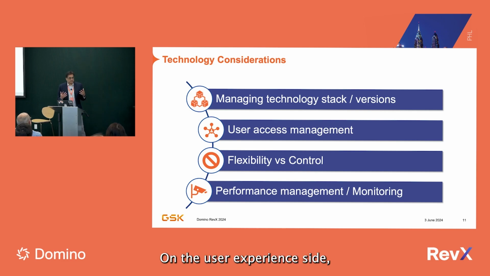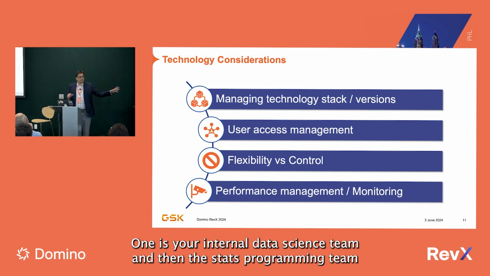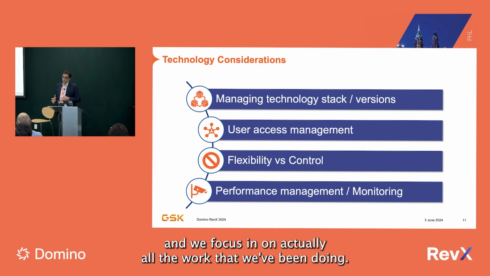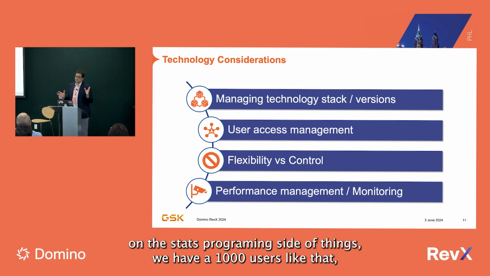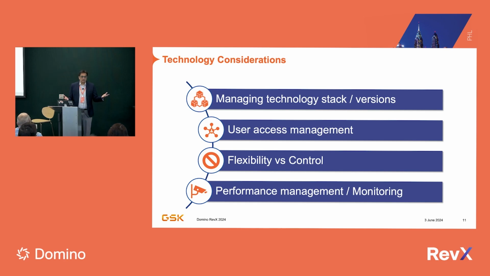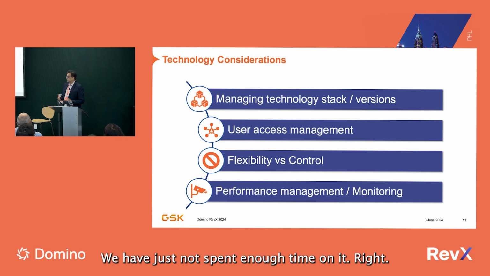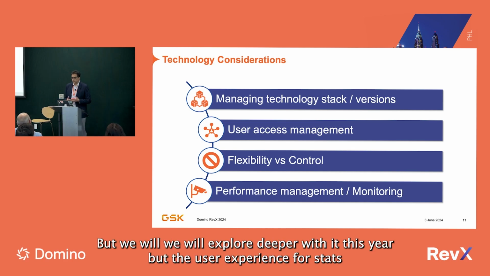On the user experience side, we focus largely on two buckets: the data science team and the stats programming team. All the work that we've been doing, what you're seeing here, is largely on the stats programming side of things. We have 1,000 users of that. Of course, Domino has fantastic platform capabilities for data science. We have just not spent enough time on it, and we will start exploring it this year and go deeper.